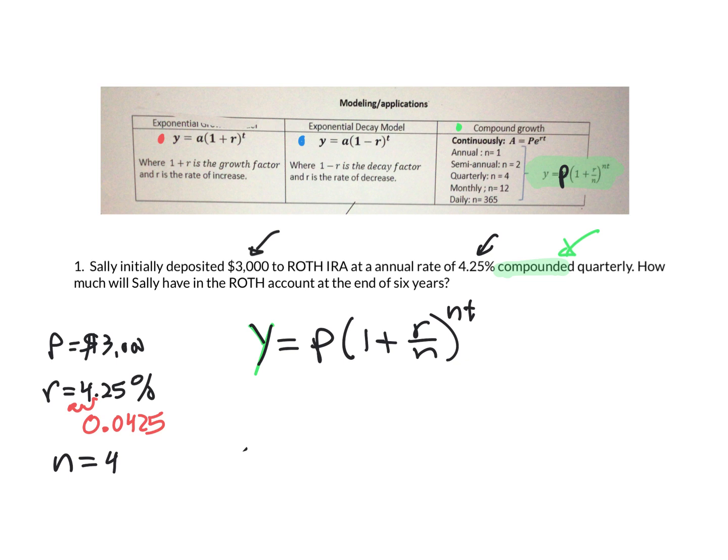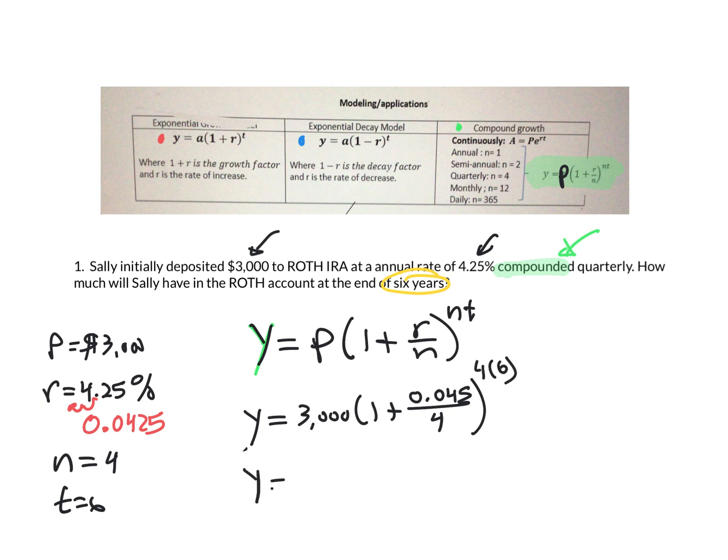4. And how long do they want us to keep this money in? They want us to keep it in for 6 years. So our T is 6. And we're just going to plug and chug. So 3,000 and 1 plus 0.0425. Got to make sure you have that decimal in the right spot. It's quarterly, and we're putting it in for 6 years. And then we're just going to type this into our calculator.